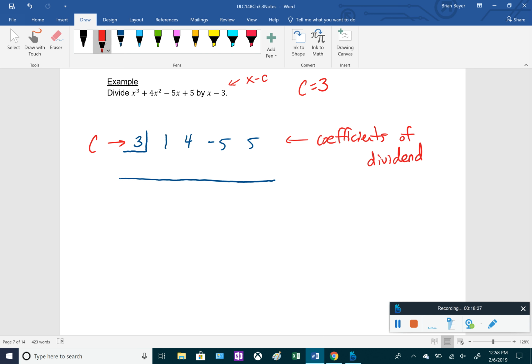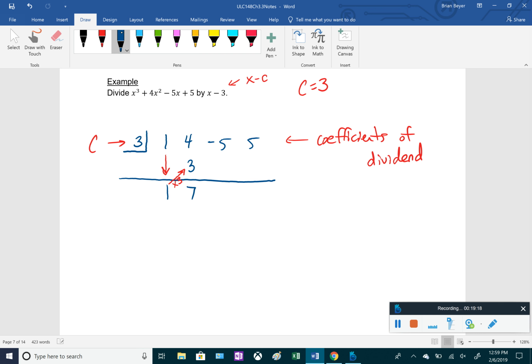Okay, so what we are going to do is use those coefficients and that c value to find the coefficients of our quotient. So first, we're always going to bring down that first coefficient and put it right here. Then we multiply that c value by this number down here that we dragged down, and we put the result right here. So this is going to be 1 times 3. 1 times 3 is 3.